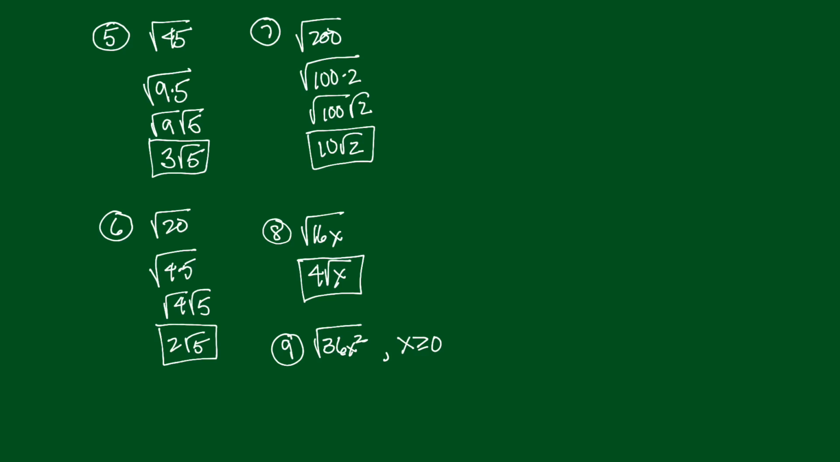So here's what I have. Square root of 36 is 6. Square root of x squared, well, really, it's the absolute value of x. But if x is positive, you just get 6x.